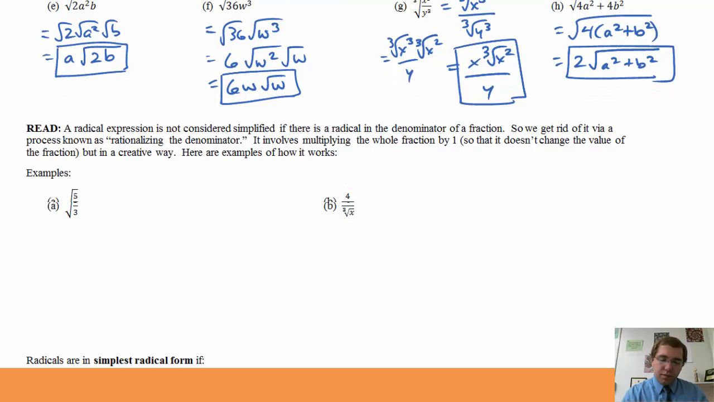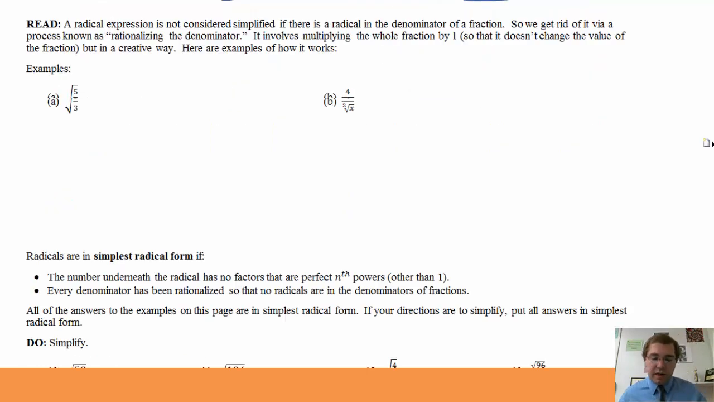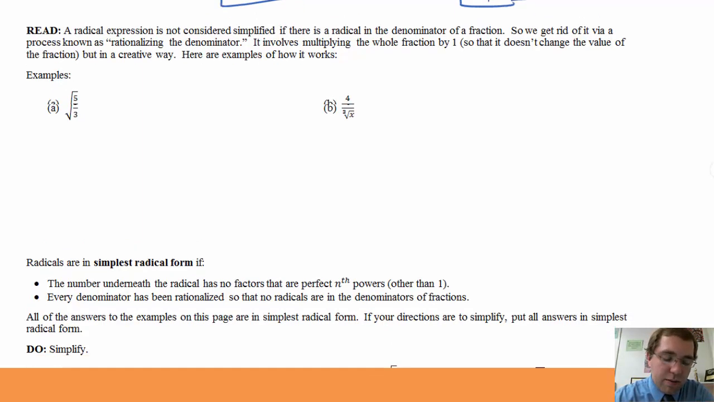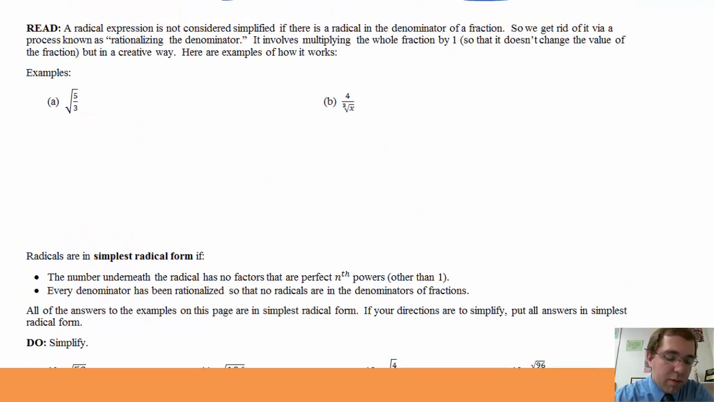A radical expression is not considered simplified if there is a radical in the denominator of a fraction. We do not like having radicals of any form in the denominator of our fractions. So we get rid of them from the denominator, and we do so via a process that's called rationalizing the denominator.